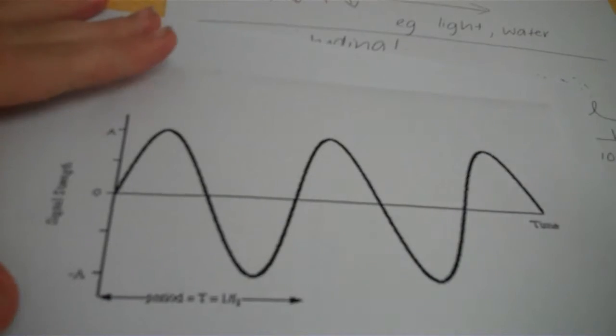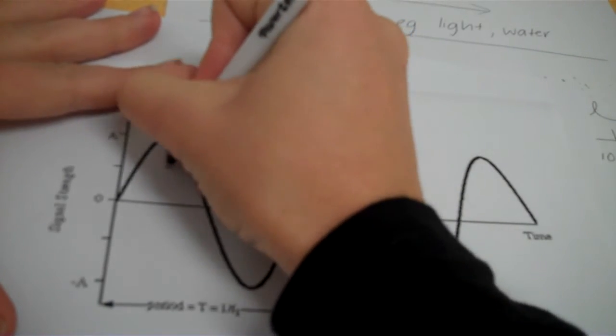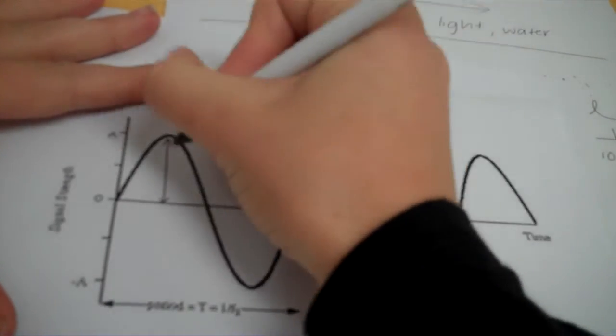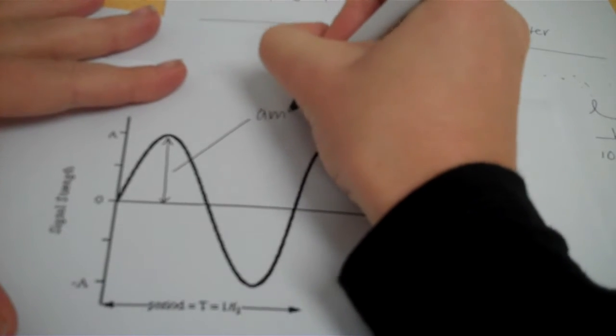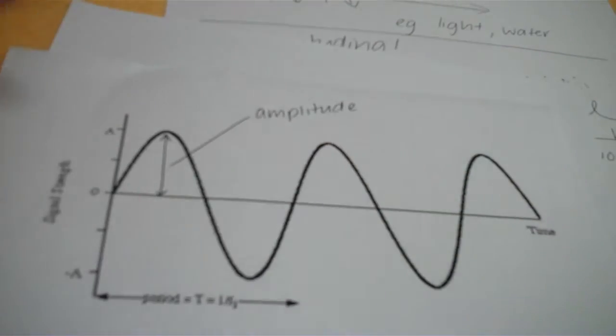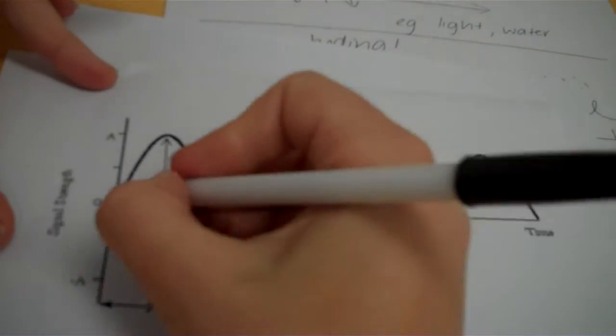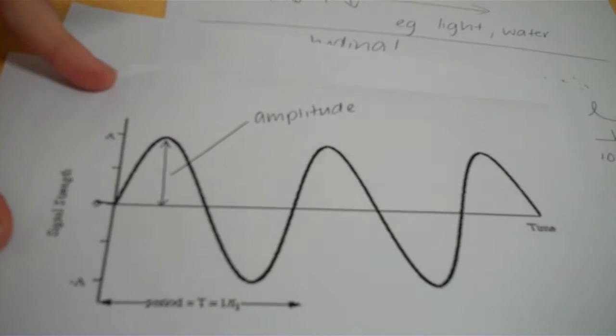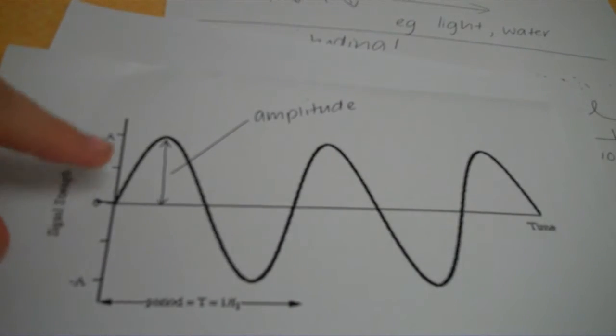First thing we've already talked about is amplitude. So amplitude is right here. I'll write amplitude for you. Amplitude is the distance from its starting point. This is your rest point here on the zero.